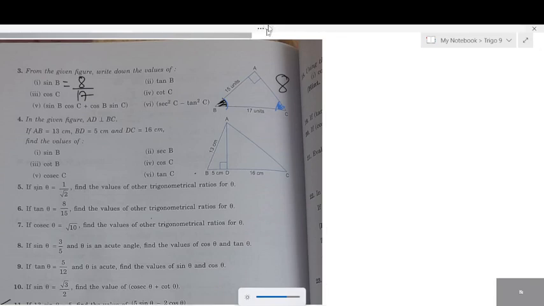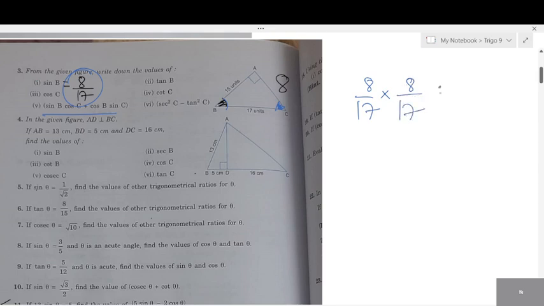Okay. Next. Can you see this? Sin B into cos C. What is sin B, students? Sin B is, take the values. We already completed. What is sin B? 8 by 17. Into what is cos C we got? What is cos C? 8 by 17 plus. I'm doing the fifth one. What is cos B, students? From B, what is cos B? 15 by 17 plus. What is sin B into sin C?